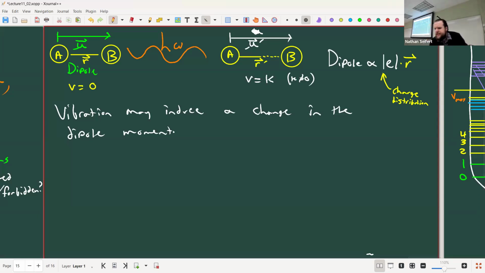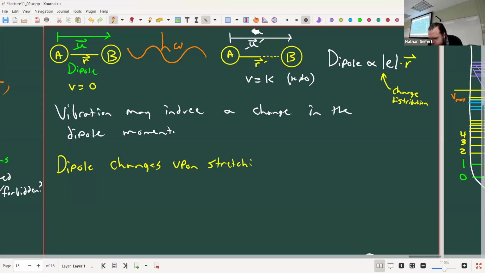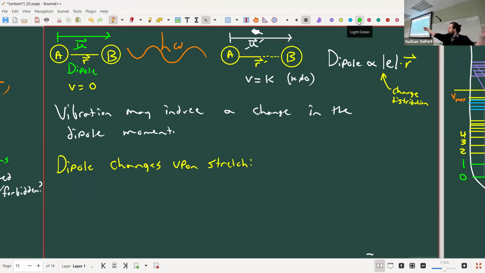All right, so what we're going to do, instead of thinking of the dipole as a constant, just an object that always exists and is unchanging, we now have this property, the dipole moment, which is the thing that interacts with the light. It's changing as the system vibrates. So the dipole changes upon stretch. All right, so we can think about how to represent the dipole as it displaces from its original state.